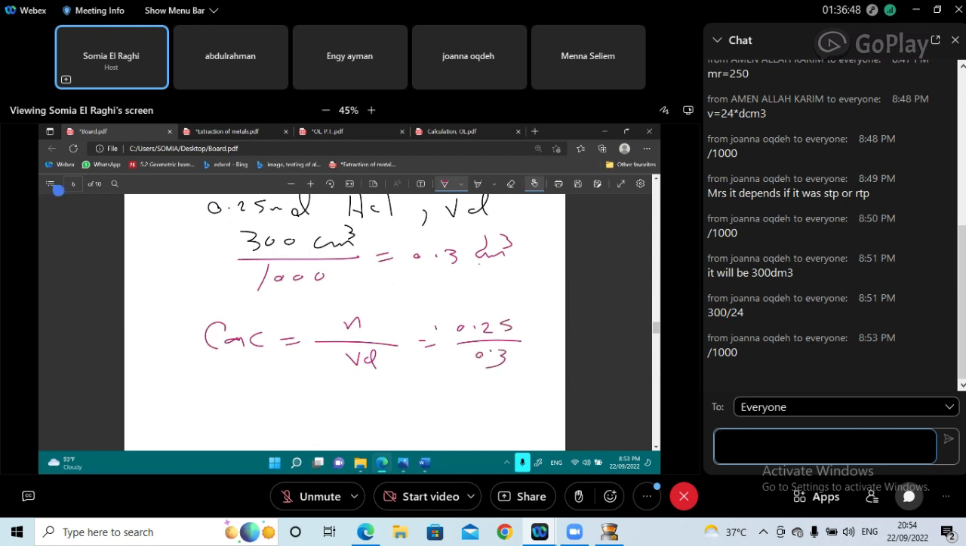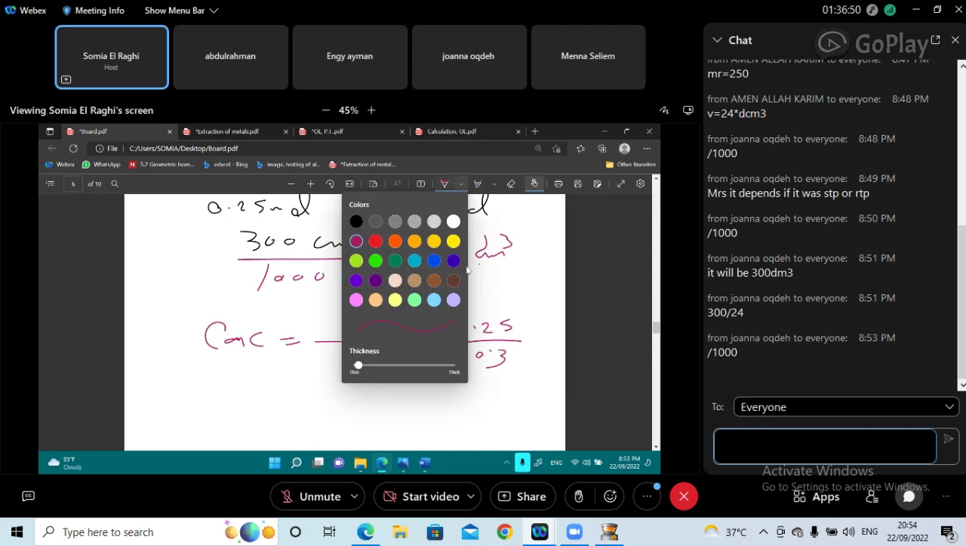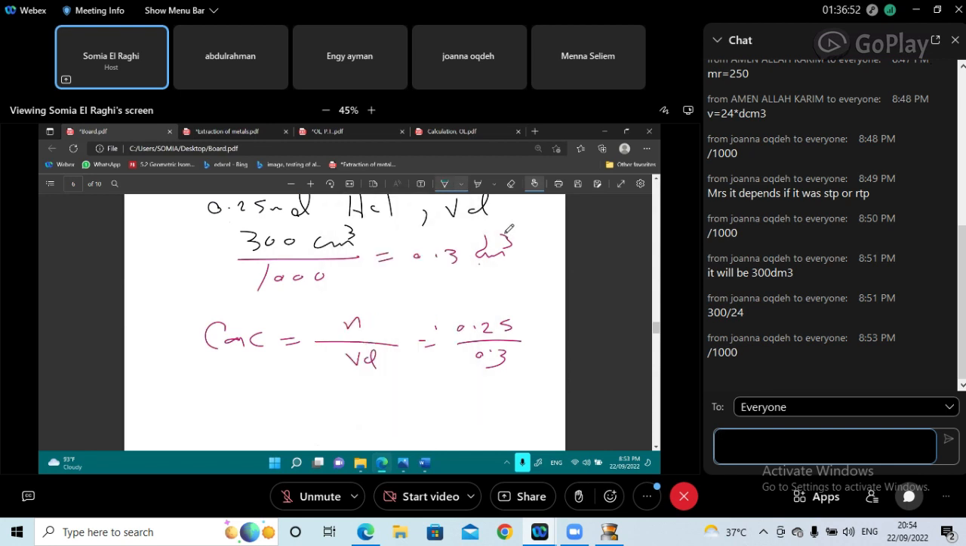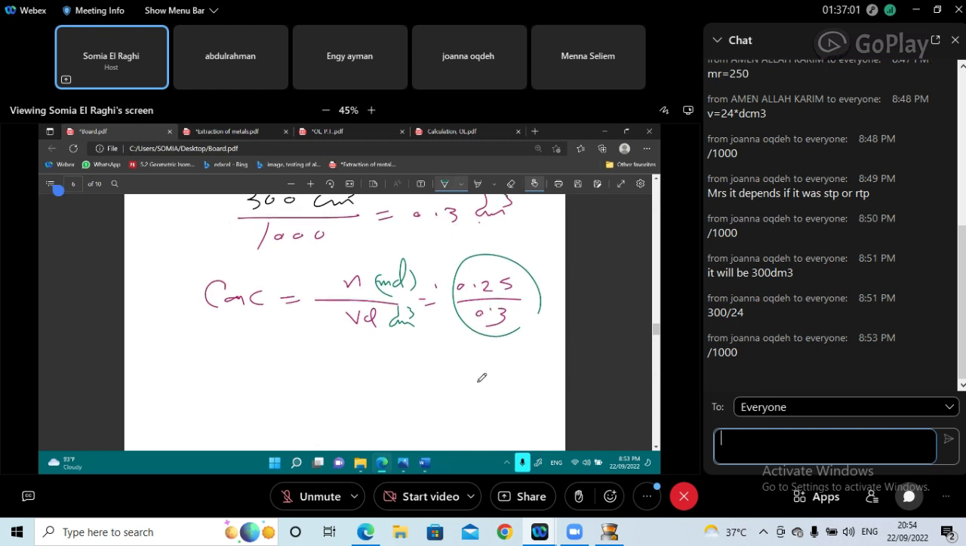Let's see the unit. What is n? It is mole. Okay? What is the volume? Decimeter cube. So once you do this division, you get the value. What is the unit? You see? Mole per decimeter cube. That is the unit.